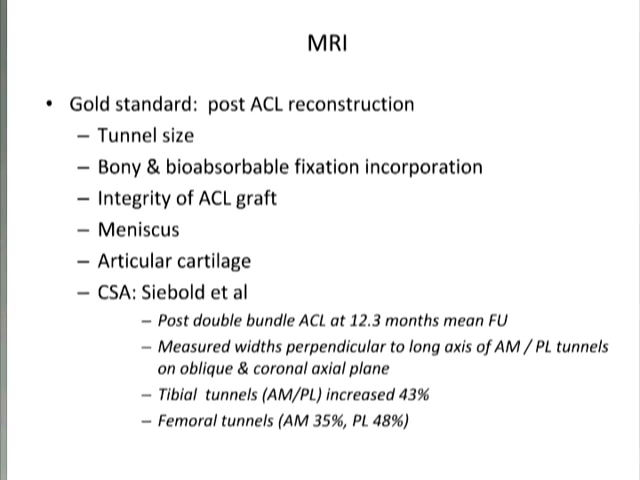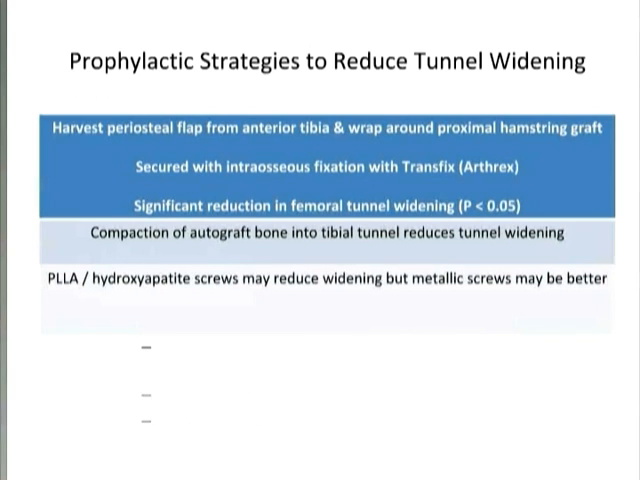Prophylactic strategies to reduce tunnel widening. They tried in some papers to use a periosteal flap from the anterior tibia and wrap it around the proximal hamstring graft and secure it with an intraosseous fixation with an Arthrex transfixed screw. And they found that was a significant reduction in femoral tunnel widening. However, it was a very small paper and just one of its type.